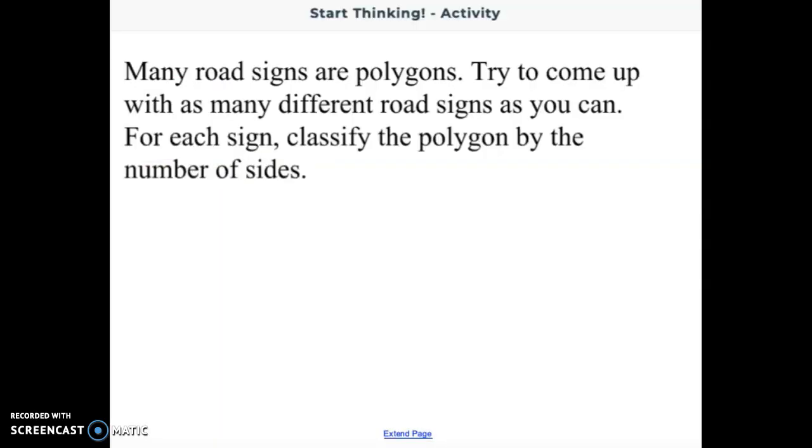Okay, so let's start with just some real quick thinking. Many road signs are polygons. Road signs are signs found along the road, like a stop sign. Try to come up with as many different road signs as you can and see if you can classify the polygons by the number of their sides. So take a minute to just think of some other than the stop sign that I just mentioned. You can include that one, and I'll see you on the next slide.